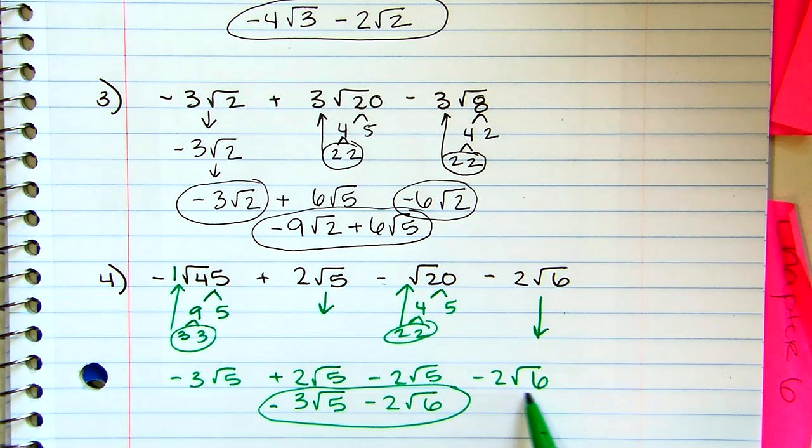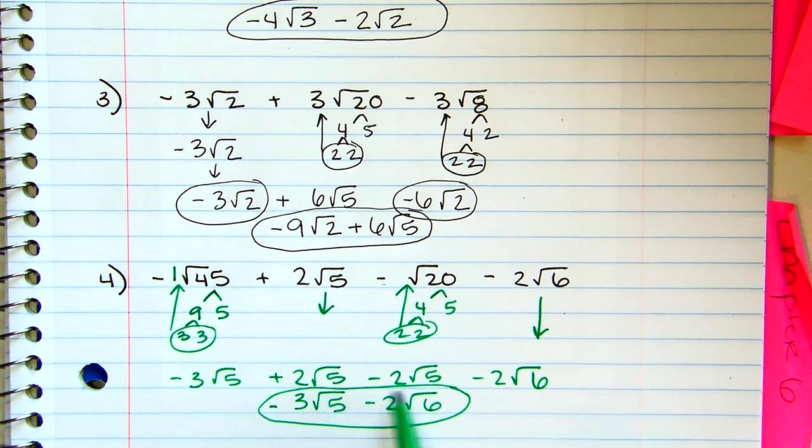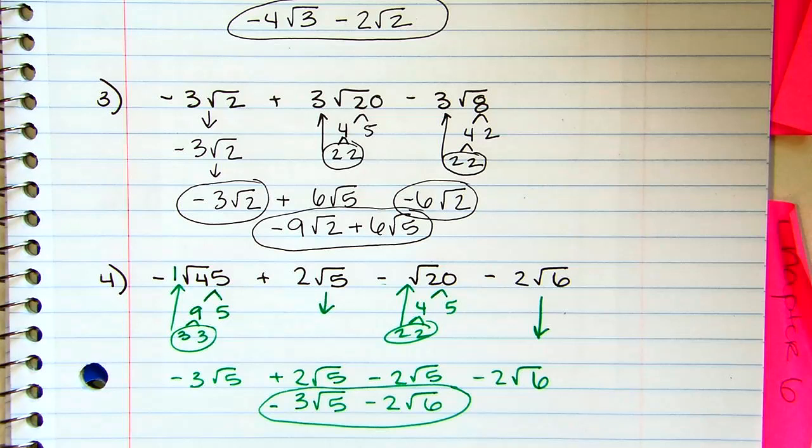Now I have 3 groups of 5 here. So I have negative 3 root 5 plus 2 root 5 minus 2 root 5. Negative 3 plus 2, I get negative 1. Minus 2, we'll get negative 3. So we have negative 3 root 5 minus 2 root 6 because I can't do anything with this root 6. So I just bring it over. That's our final answer.